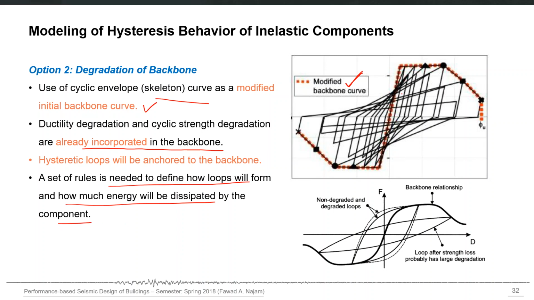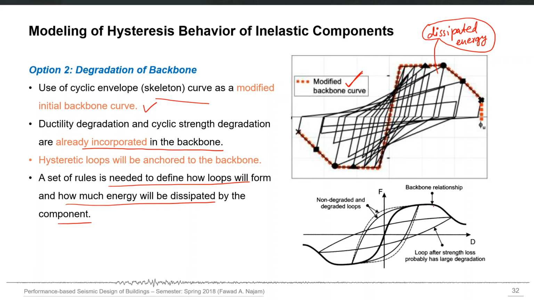So obviously the area under these loops is a measure of the dissipated energy. So if the area is more, the material is expected to dissipate more energy and maybe provide more damping to your structure. So here, for example, in this case, you have the same backbone curve, the solid black line, and all the cycles are just anchored to that solid black line.